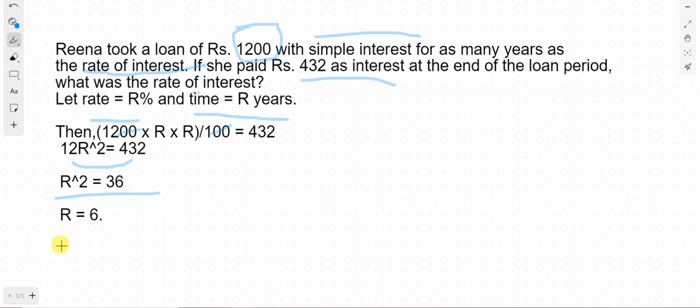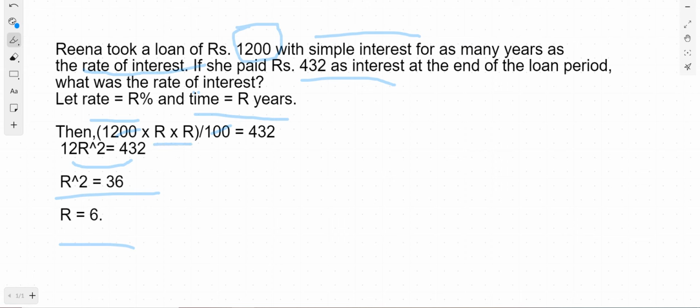See, I already told you that you need to read the question very carefully. This is the trick here. It is already given in the question that the simple interest is for as many years as the rate of interest, which means that rate percent and time are equal. So whatever you assume, they will be equal, and that is how we solve this question.